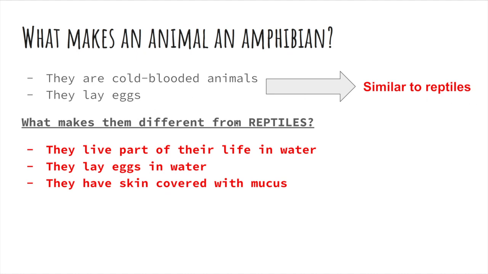So what makes them different from reptiles? Well, they live part of their life in water. That's right. I'm not saying they just like to go swimming. I'm saying they live in water. Okay? And they lay their eggs in water. That's another huge difference. Reptiles, they lay their eggs in like the sand or in dirt or just on land, period. They don't lay their eggs in the water. And the last big difference is they have skin covered with mucus.